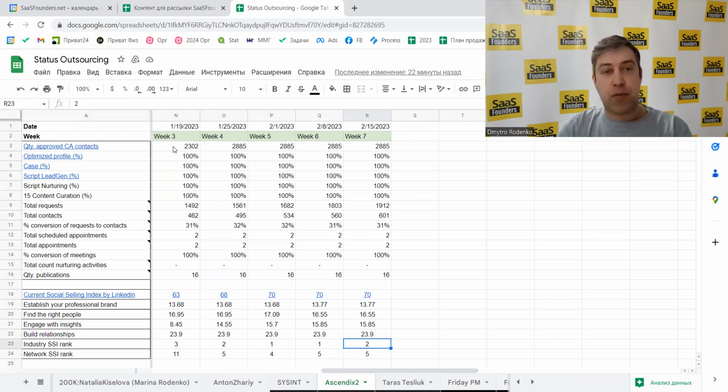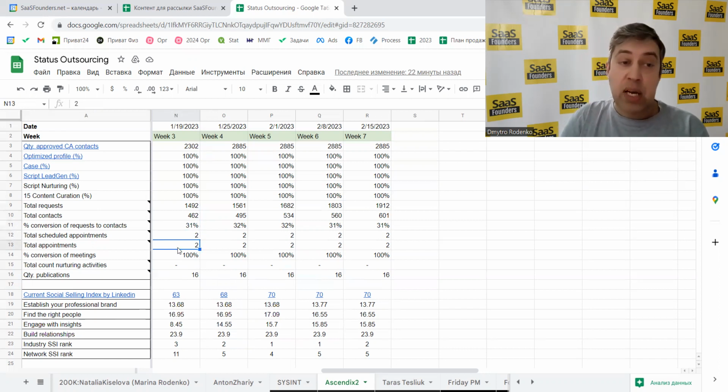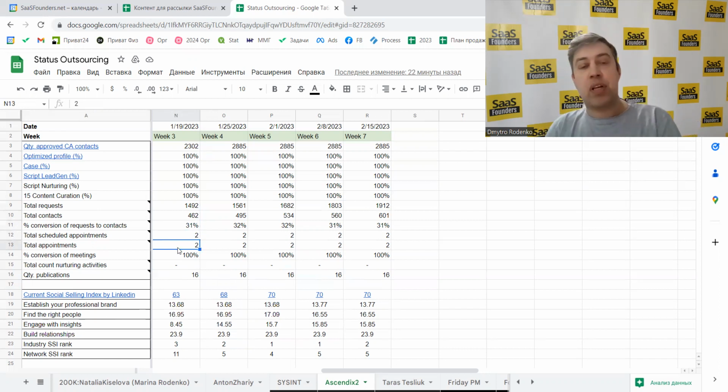So if you want to start doing that, you should start from the very basic things. The very basic things first: it's the quantity of approved target audience contacts. It's number one. Then total number of requests, total number of contacts, of course, number of conversions, number of scheduled appointments, and total number of appointments. Other things are not mandatory, but you should also think about that. But if you have these, let's say 5 to 6 indicators for a start, it's really nice. You can track the process, you can see the holes in your process, and you can fix them easily.